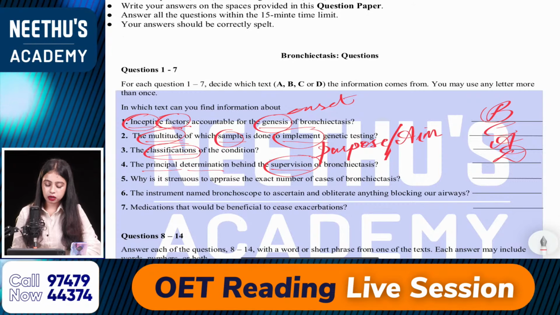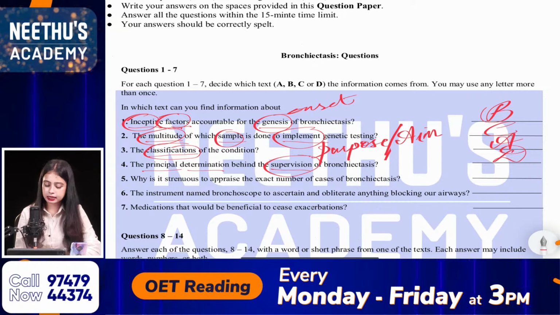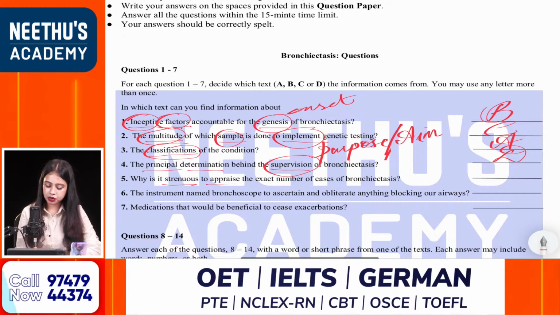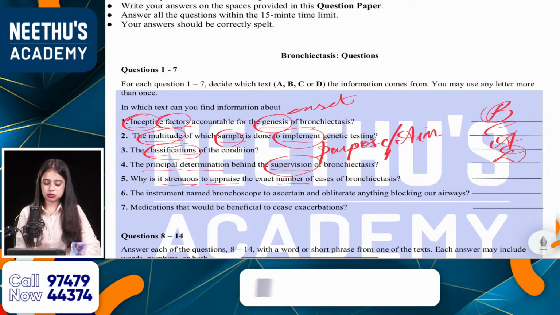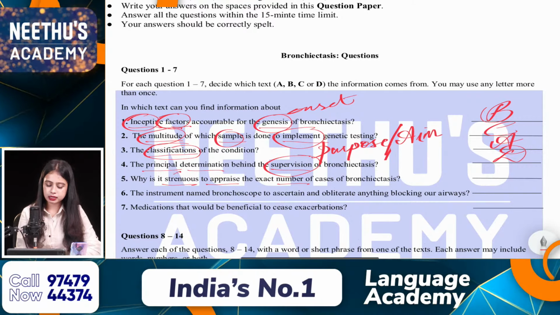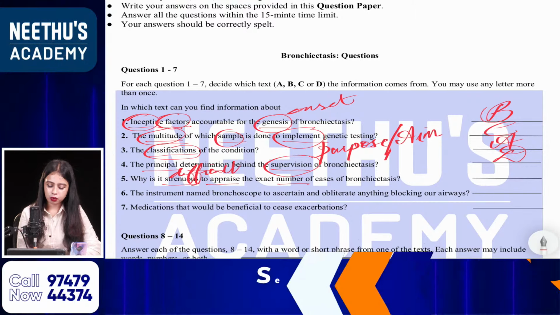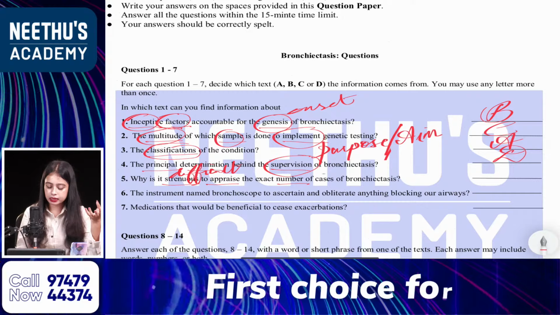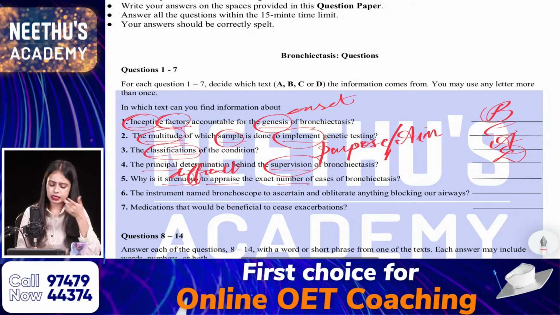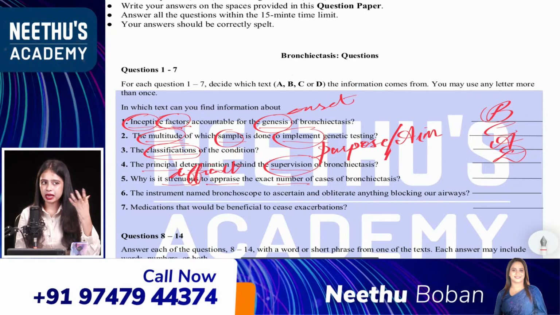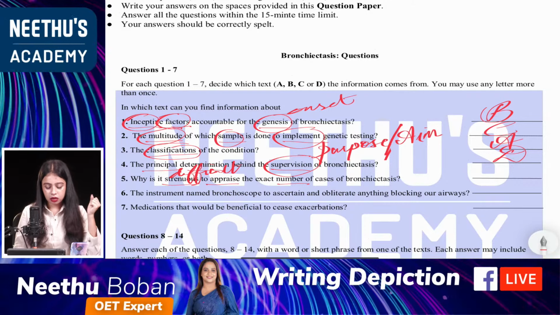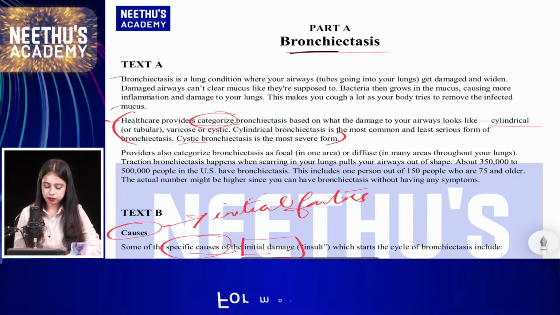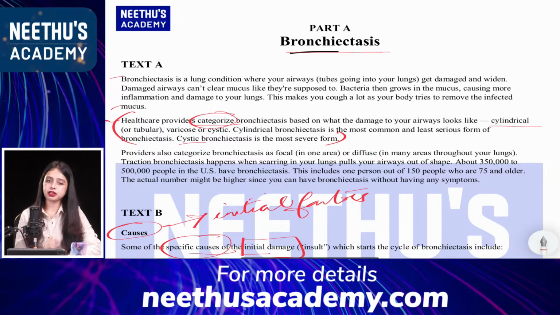Okay, fifth one, why is it strenuous to appraise the exact number of cases of bronchitis? So my keywords: strenuous, appraise, and number. Strenuous we know, very difficult. So why is it difficult? To identify, or to calculate, to gauge, measure the exact number of cases of bronchitis. Where is that mentioned? Any idea? It is difficult to identify the actual number.